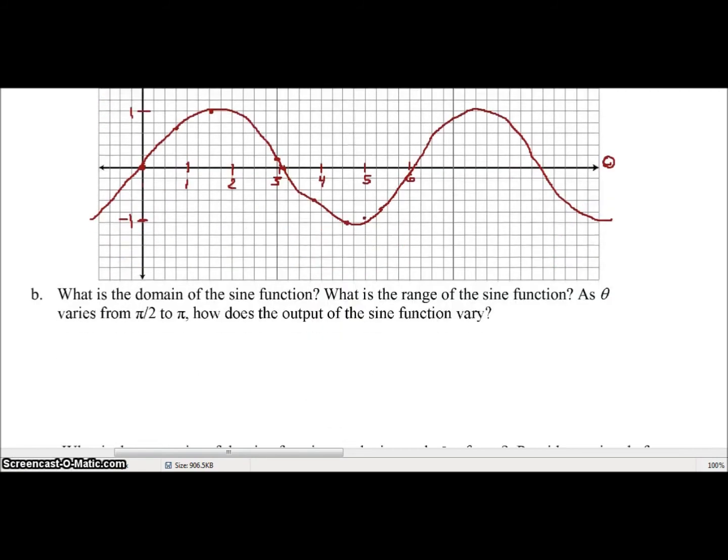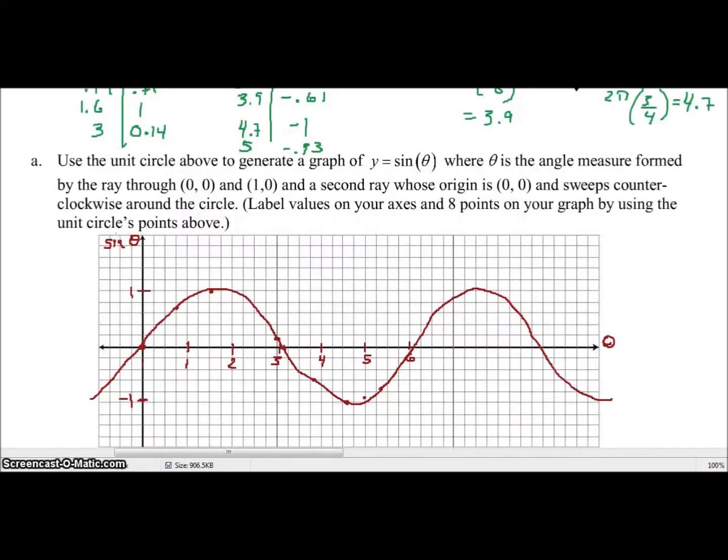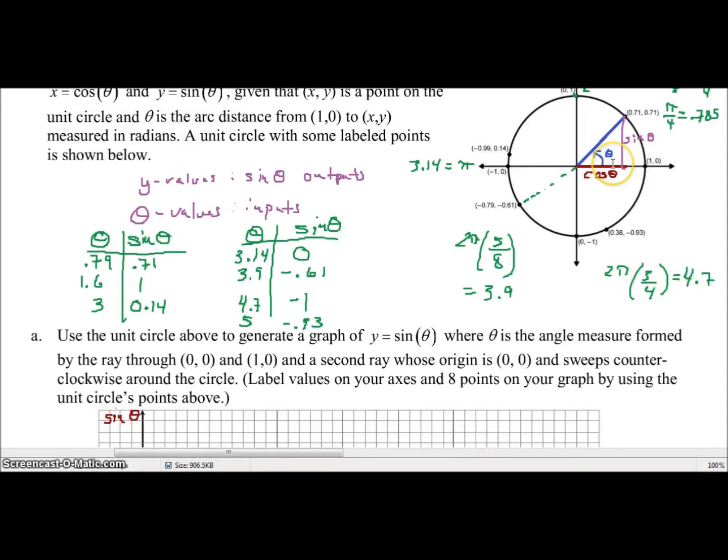What is the domain of the sine function? What is the range of the sine function? So my initial instinct is to say the domain is all real numbers. The idea here is that we can pick any value of theta that we want to. We could keep going around the circle and make theta infinitely large, or we could go clockwise and have negative values of theta.